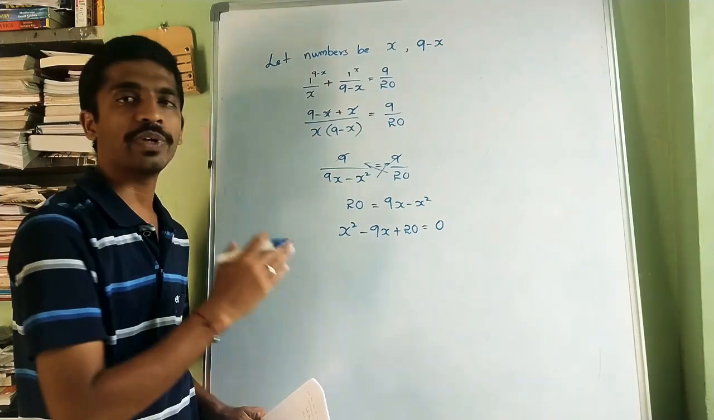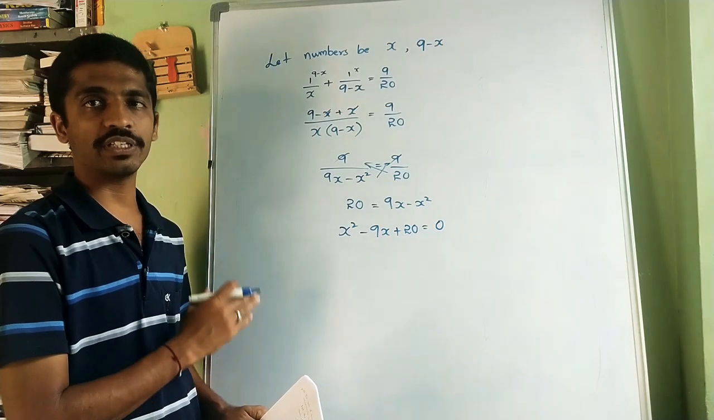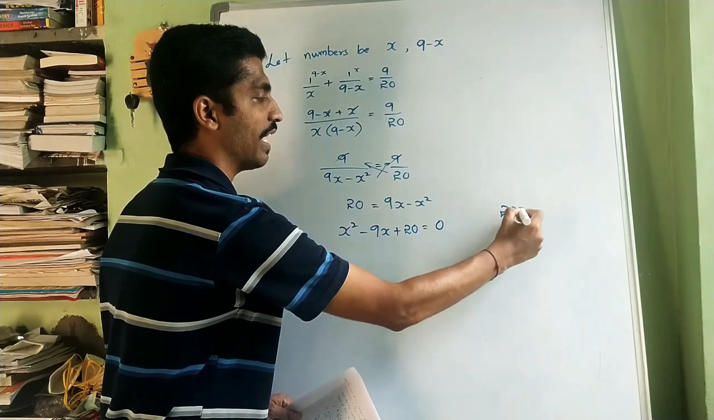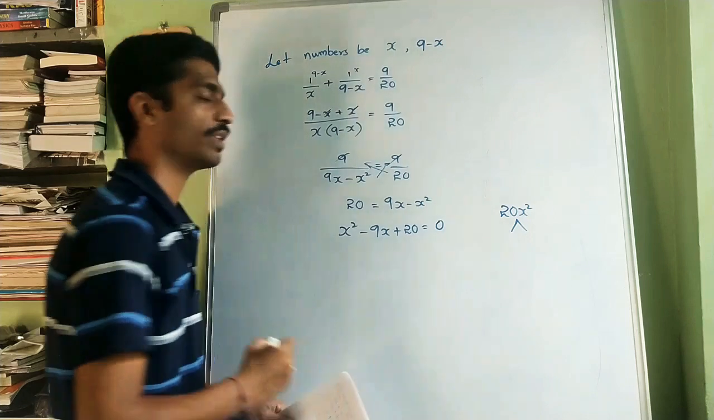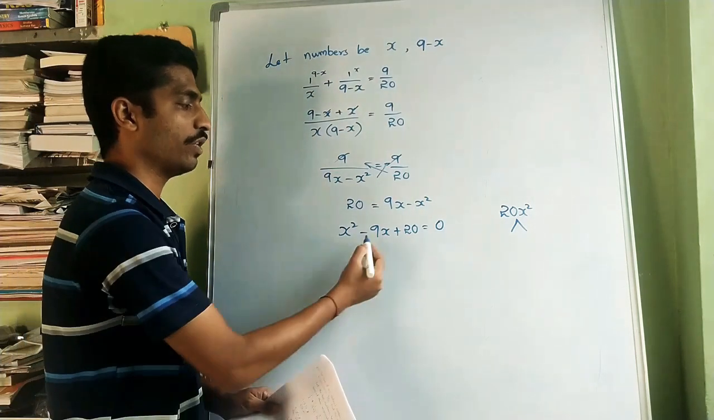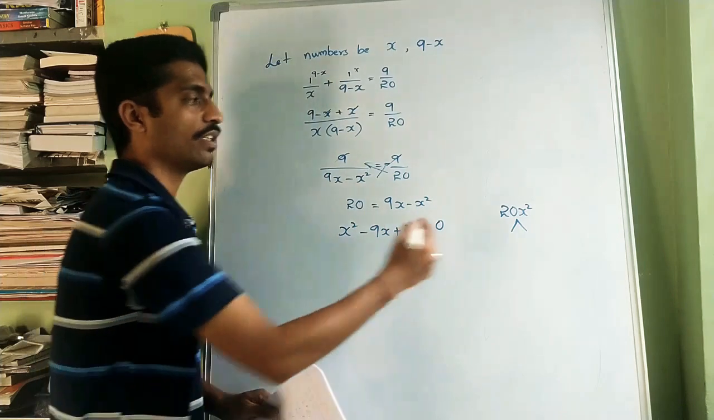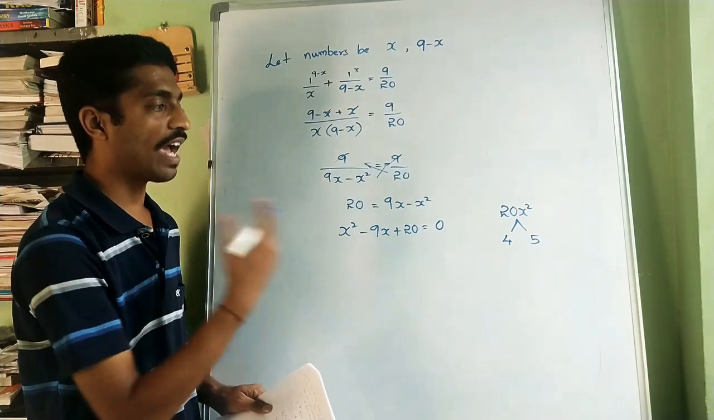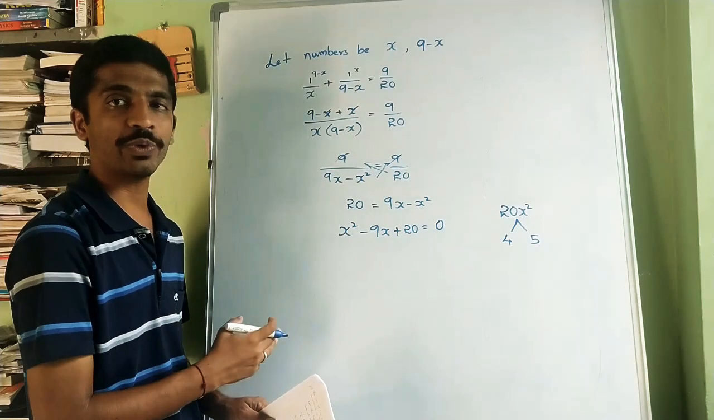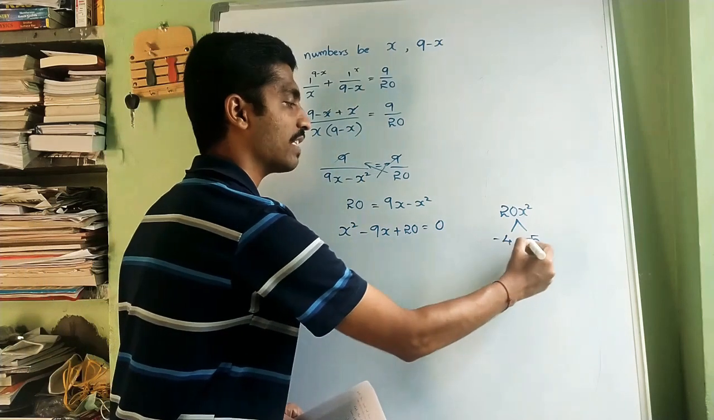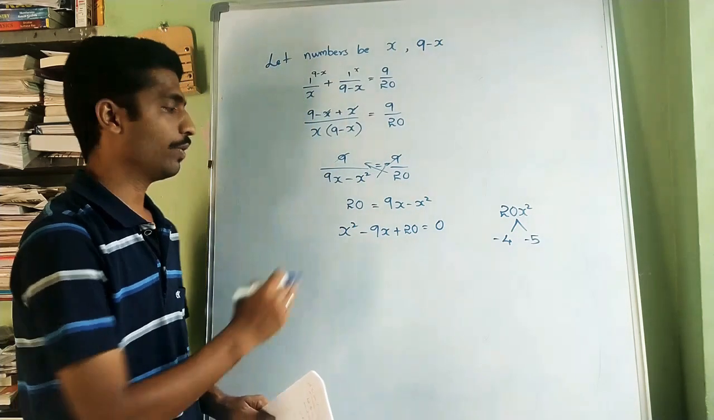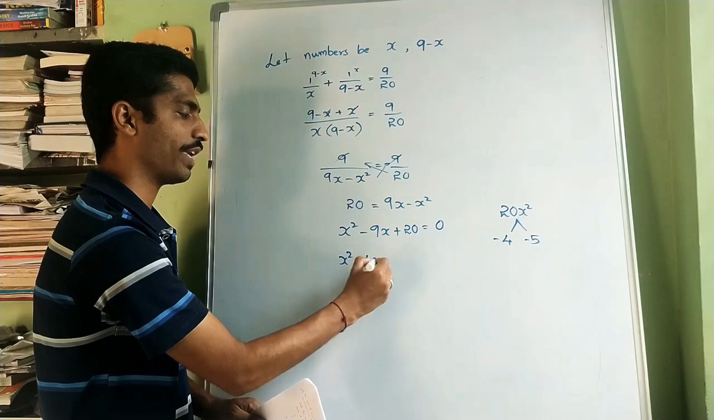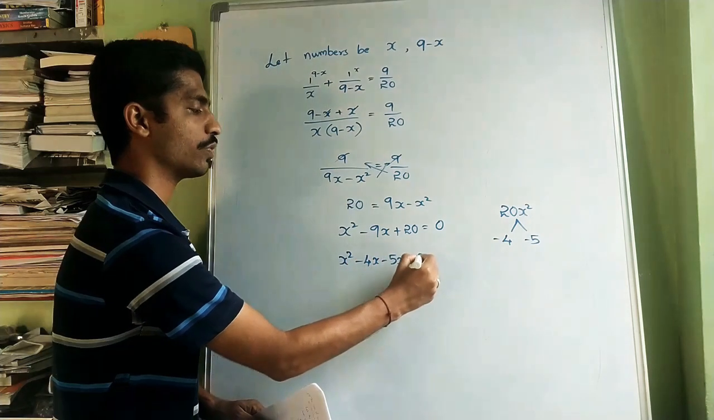Here the numbers are very small, so I will go with the factorization method. It will be easy. So here x square is there, here 20 is there. If you multiply the first term and last term, you will get 20x square. Okay, so now factorize it. I will take 4 fives are 20. If you add them, 4 plus 5, 9 we get. Which 9 do we need? We need minus 9. So take minus on both sides, minus 4, minus 5. Now split the middle term, that is x square minus 4x minus 5x plus 20 equal to 0.